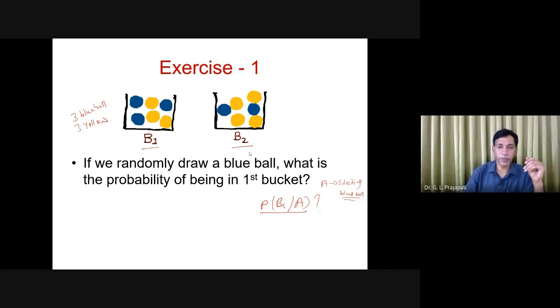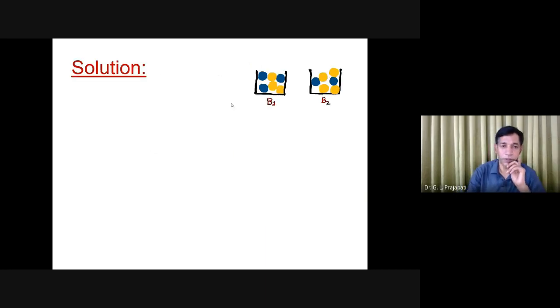This is the sample space, and your sample space has two events. In your sample space you have 12 balls. Out of the 12 balls, 5 are blue and 7 are yellow. So your sample space is partitioned into two different sets, in the form of bucket B1 and B2, and the answer is 3 by 5. How can you solve this?